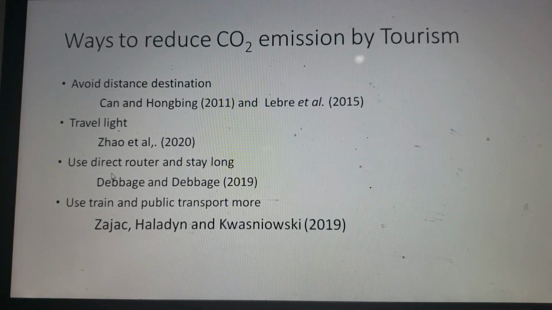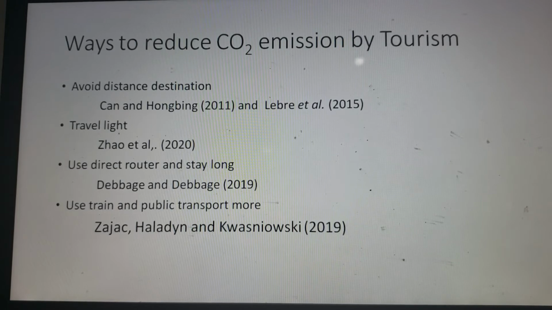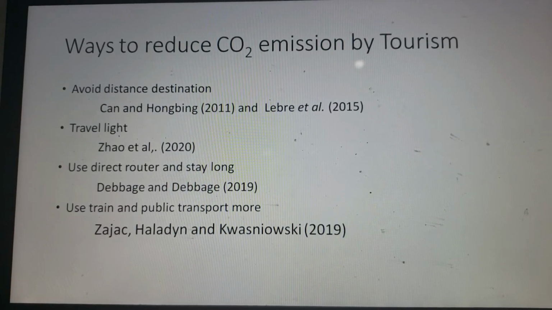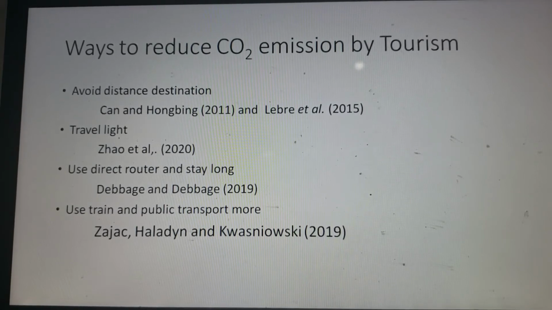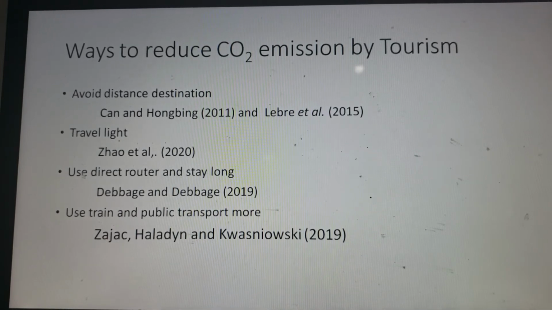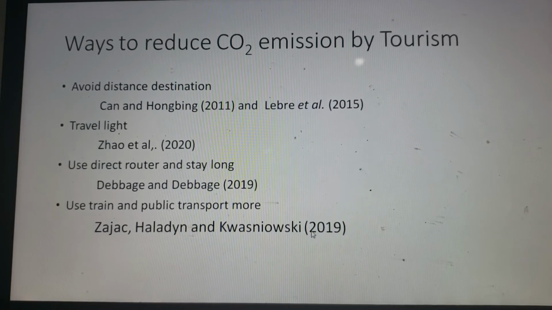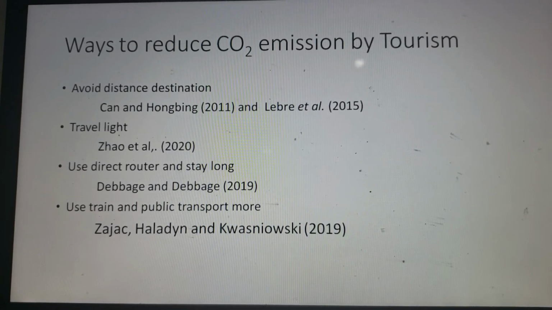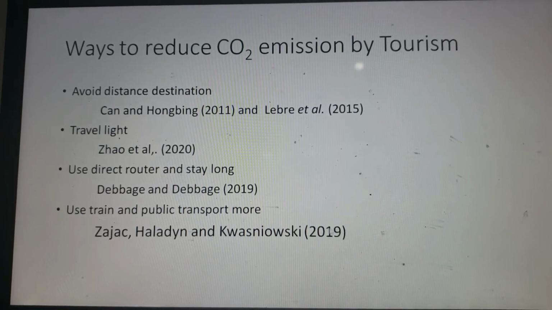Thirdly, use direct routes and stay longer. According to Tapett 2019, a non-stop flight for tourists to their destination helps reduce carbon gas emission. Lastly, but not the least, use train and public transport more. According to the writers in 2019, tourism can reduce carbon emission in transport by using train and public transport more instead of individual vehicles and cars.